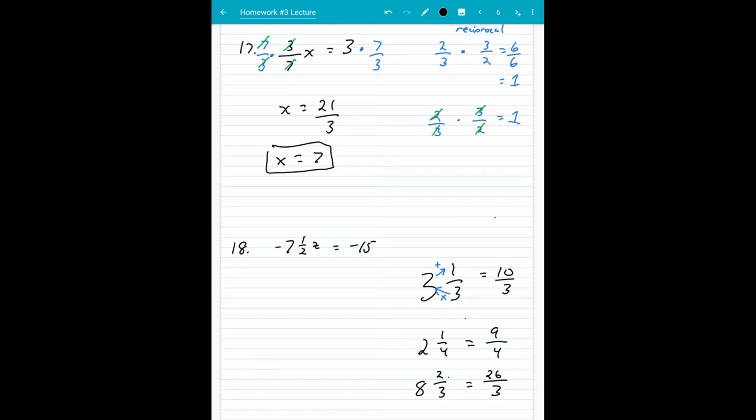So what we want to do for this particular problem right here is change that into an improper fraction. 7 times 2 makes 14. Plus 1 makes 15. And we're just going to keep the negative sign. So that makes negative 15 over 2z is equal to negative 15.